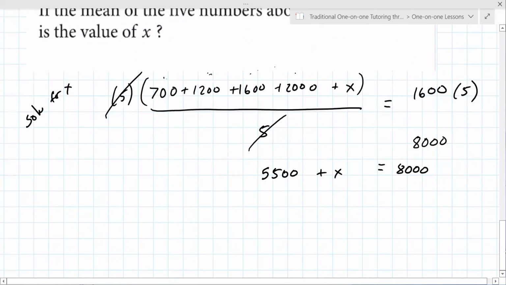And what's the next step here? I'd bring over the 5,500. Yep, so give me the final value of X. It'd be 3,500. Okay. So we need to get a little faster at this.